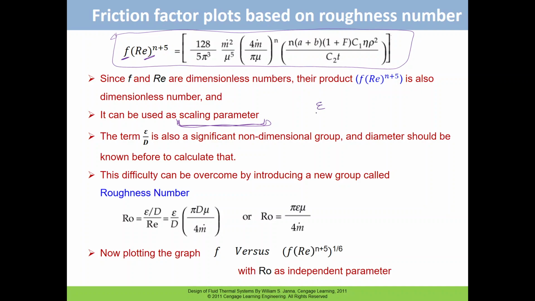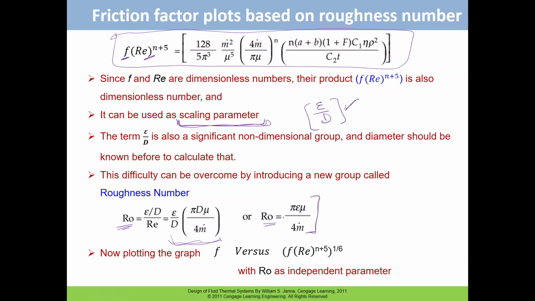And we also know that there is another term, epsilon over d, which is also related to the fluid flow, and this is also a non-dimensional number. So how can we use this number to set up a scheme to find out the friction factor? We know another non-dimensional number, which is a roughness number, which is basically the ratio of the roughness ratio over the Reynolds number. It takes this form. So the roughness number is basically equal to this thing.